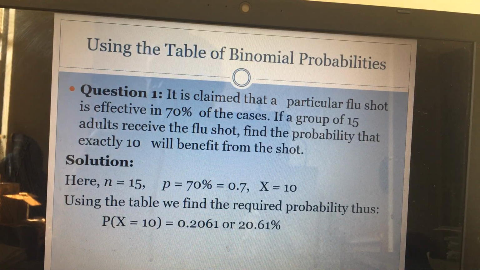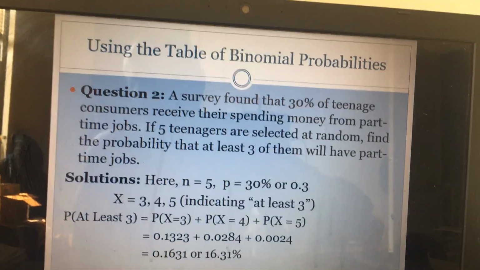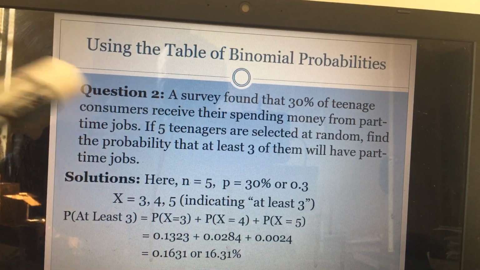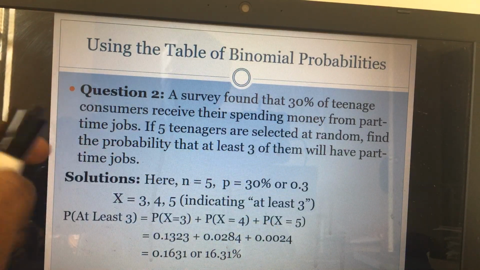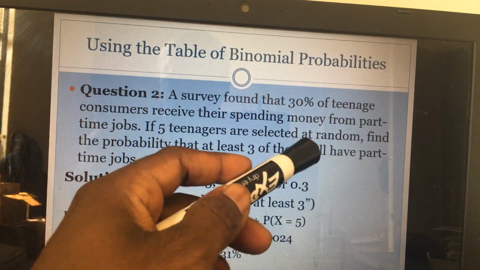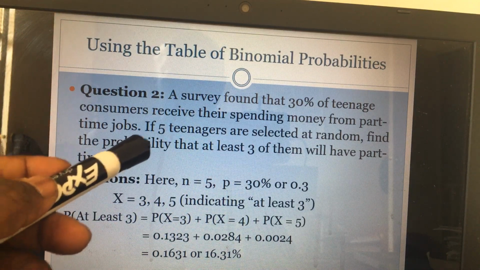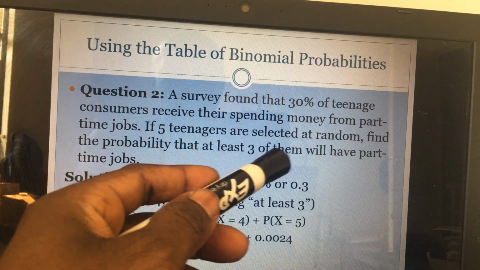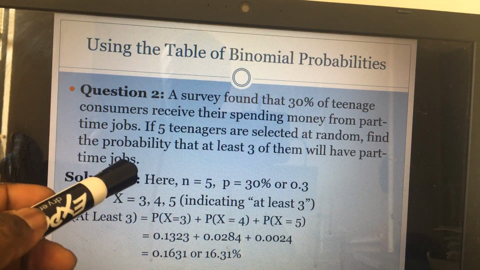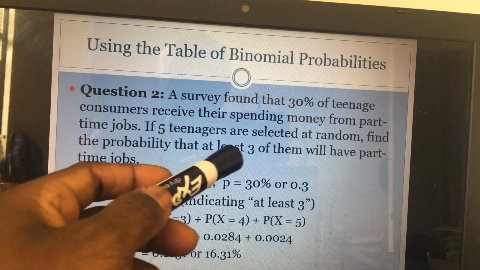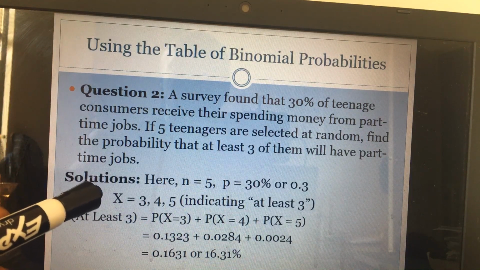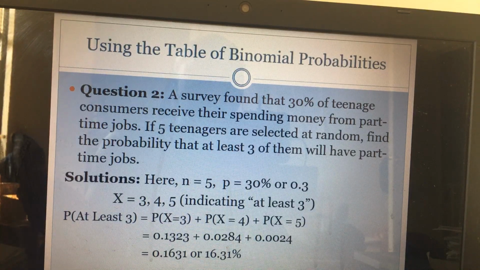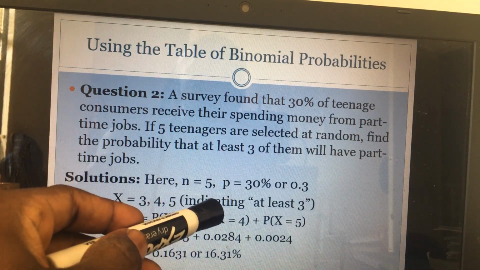Okay, now I believe more examples make you better, so I'm going to give you another example. It says a survey found that 30% of teenage customers receive their spending money from part-time jobs. If 5 teenagers are selected at random, find the probability that at least 3 of them will have part-time jobs. So how many teenagers were selected? 5. So our n is 5.